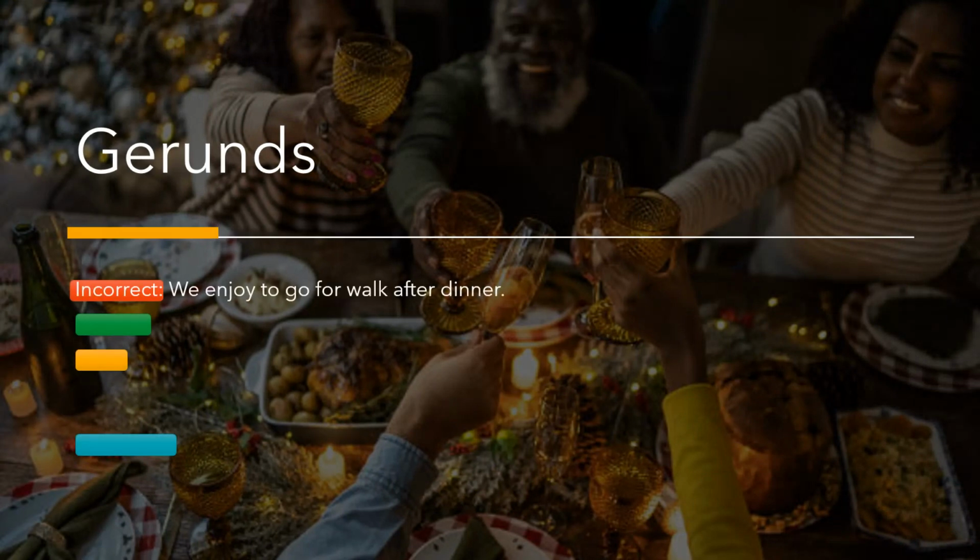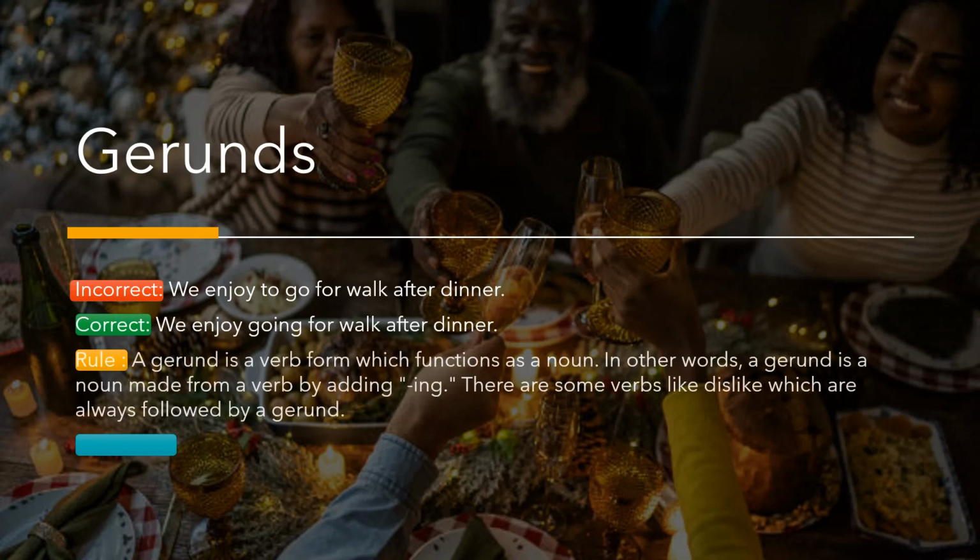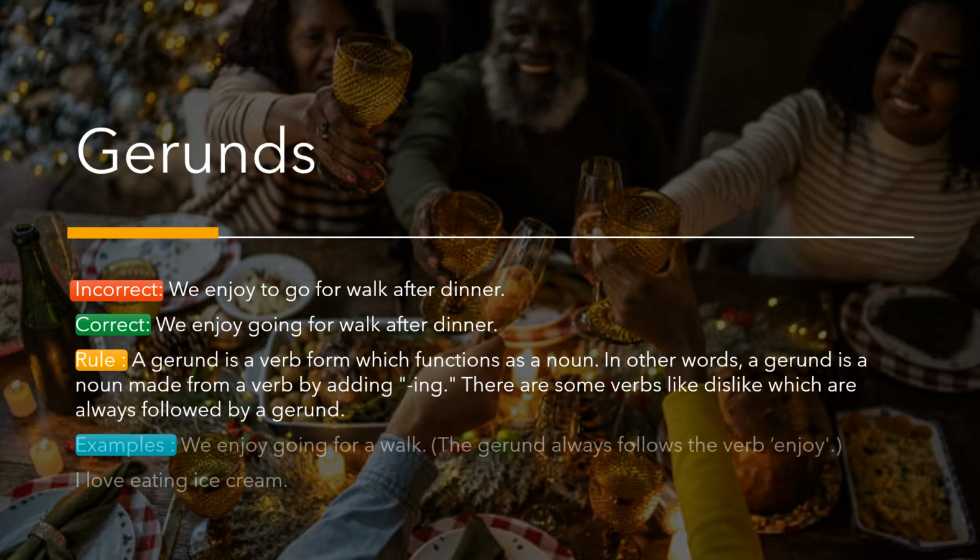Gerunds. We enjoy to go for a walk after dinner. We enjoy going for a walk after dinner. A gerund is a verb form which functions as a noun. In other words, a gerund is a noun made from a verb by adding ing. There are some verbs like dislike which are always followed by a gerund. For example, we enjoy going for a walk. Gerund always follows the verb enjoy. I love eating ice cream.